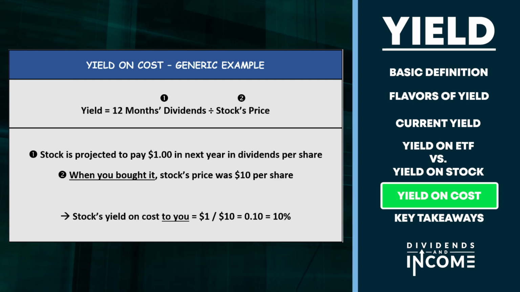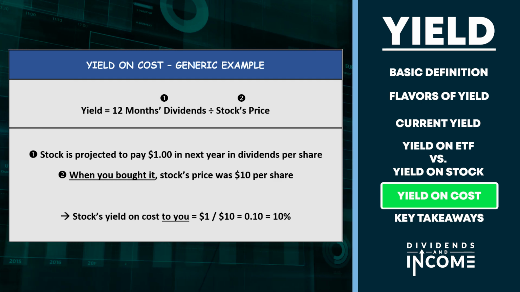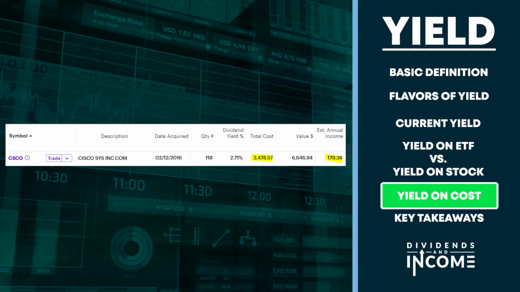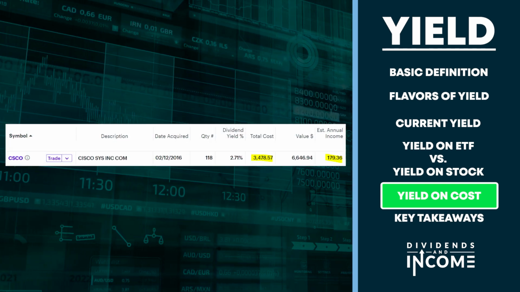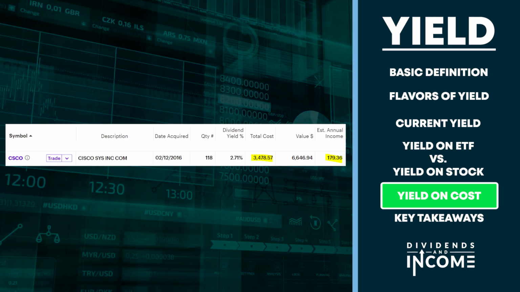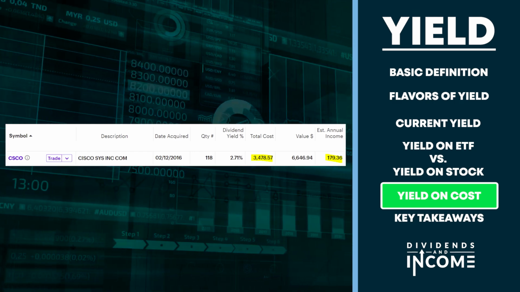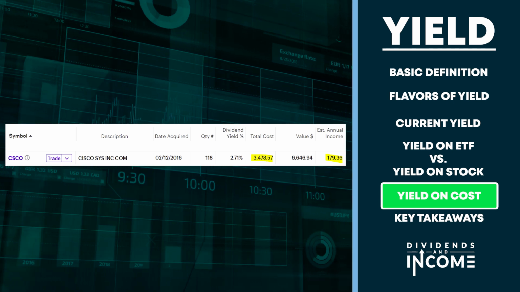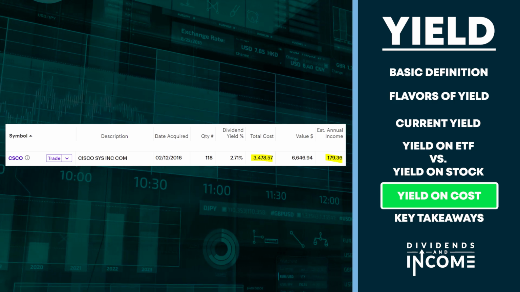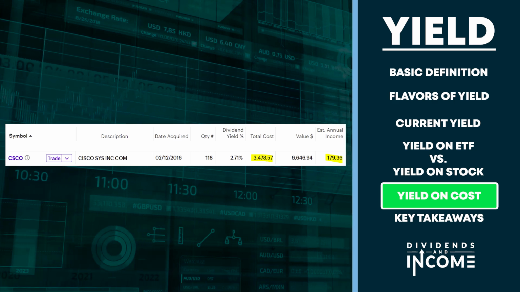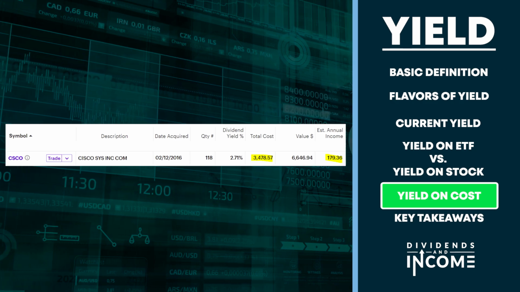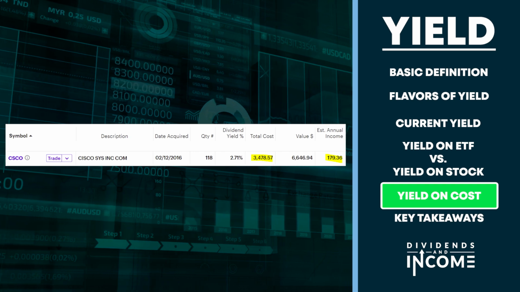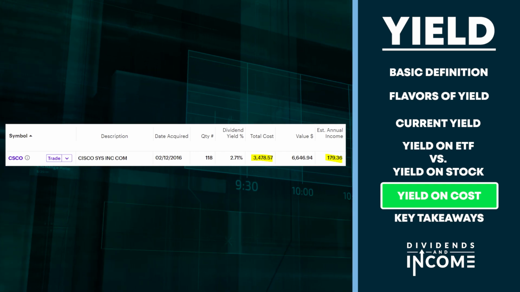Now, I want to show you how this works in real life. Again, I'm going to use Cisco as an example. I own Cisco in my dividend growth portfolio, and this is a screen grab of the line item in my portfolio that shows my ownership of it. I own 118 shares of Cisco. My total cost for all those shares is already added up because I'm looking at it in my portfolio. It's $3,478, and its estimated annual income, which E-Trade projects for me, is $179 plus change per year.